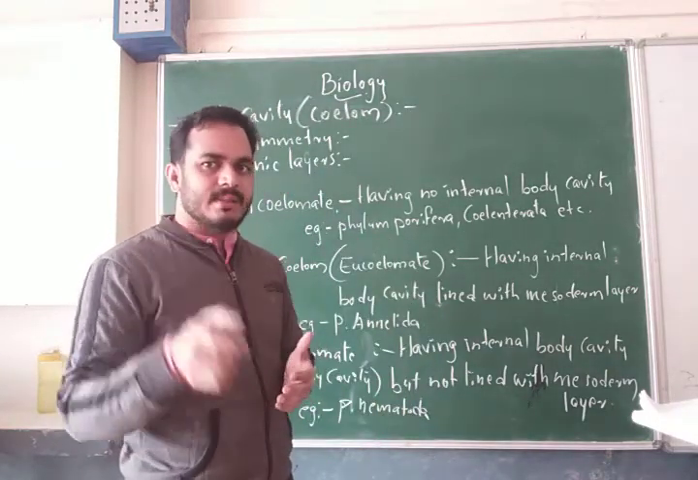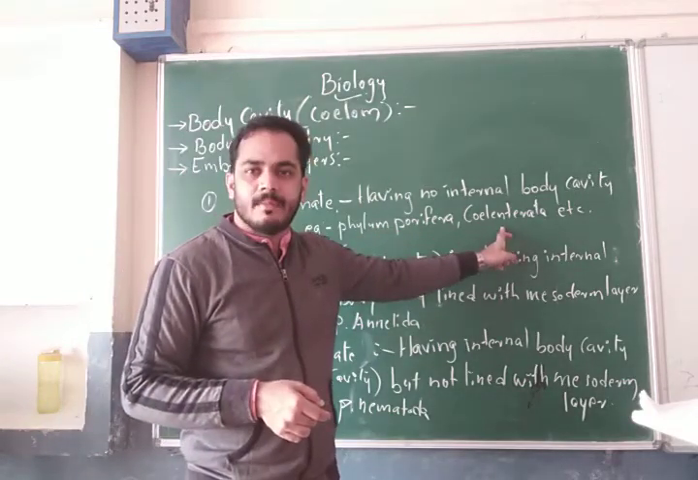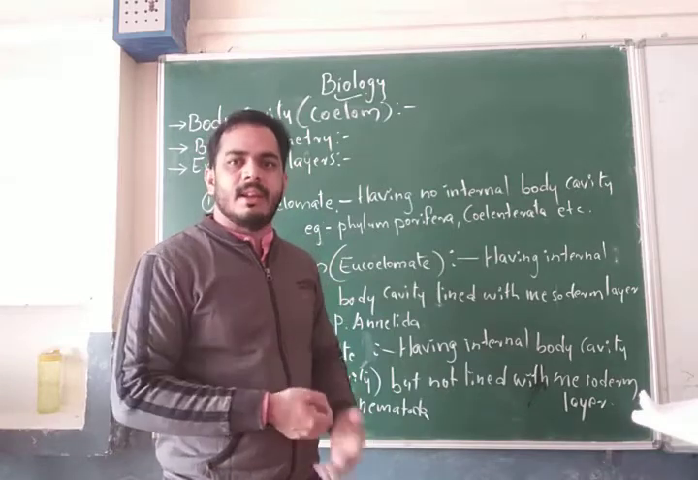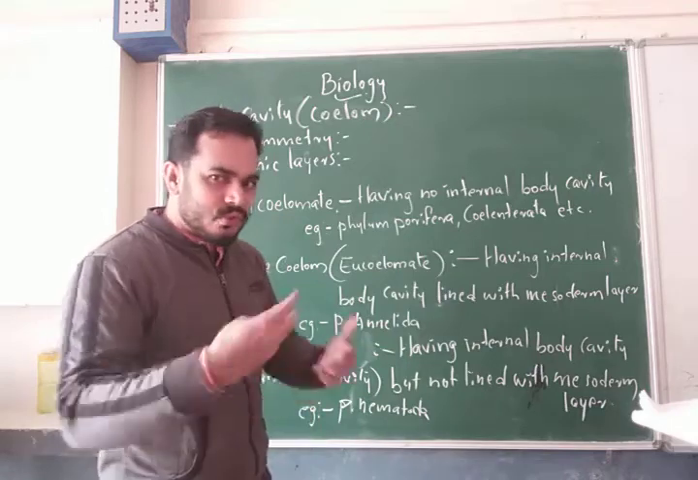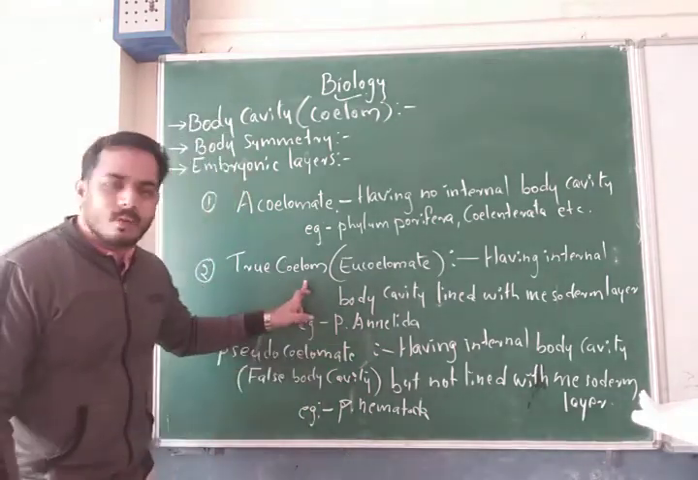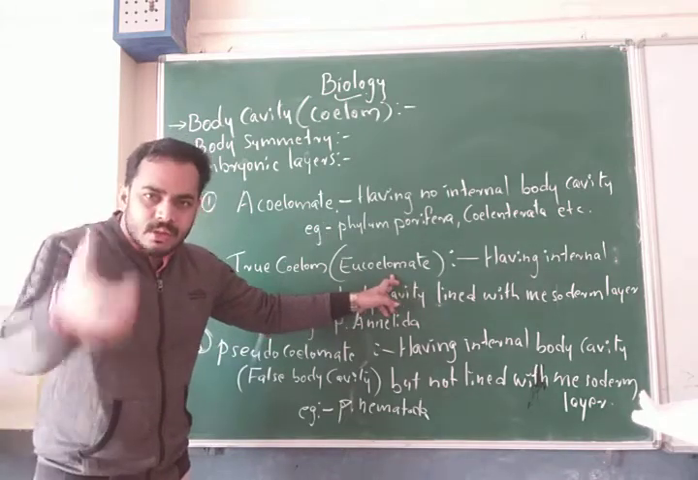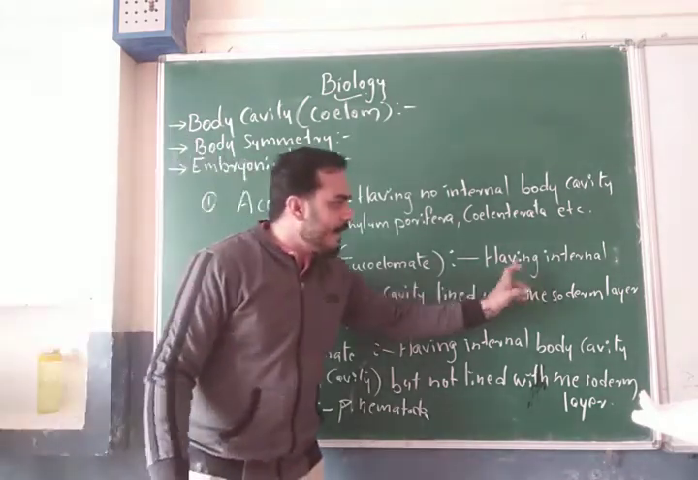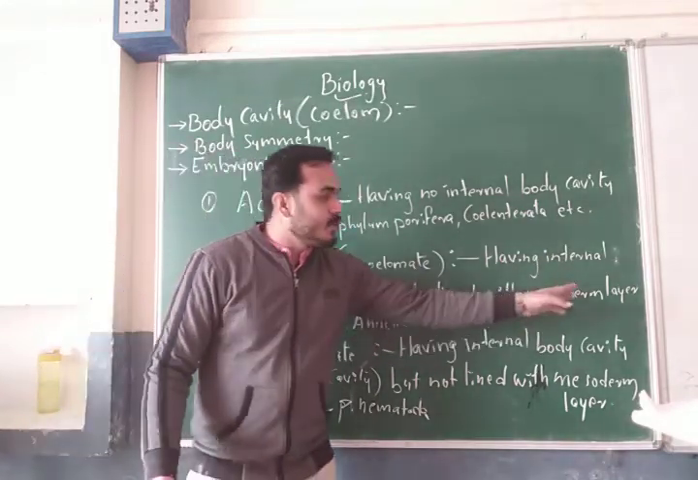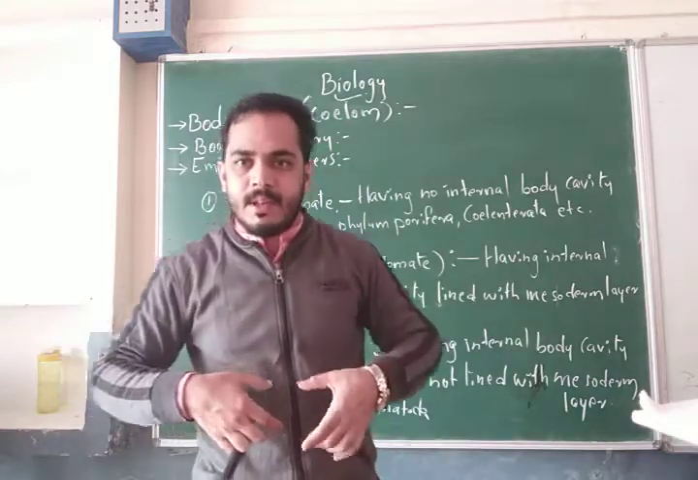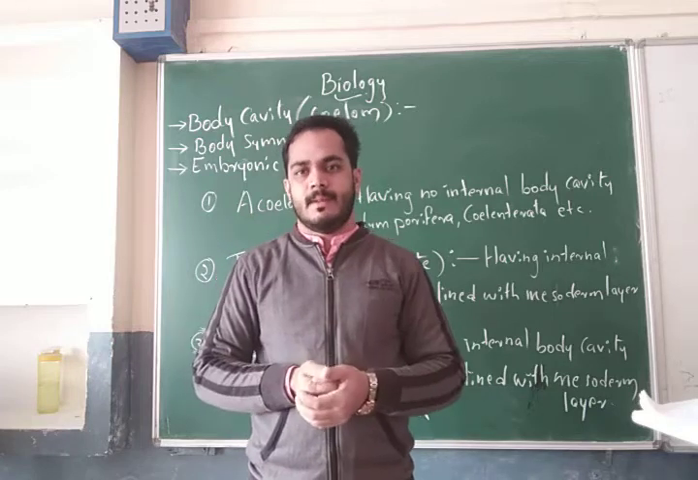What are the examples of acoelomate? Phylum Porifera and phylum Cnidaria. These are examples. And one more is platyhelminth, also an example of acoelomate. Okay, next one, true coelom, otherwise eucoelomate. This one has an internal body cavity lined with the mesoderm layer. Having an internal cavity, that cavity is lined with the mesoderm layer.